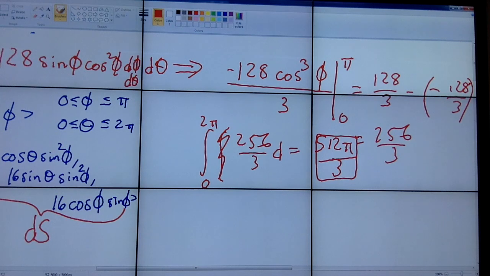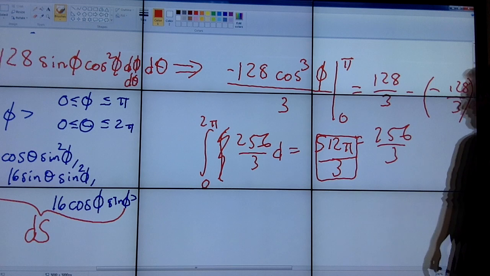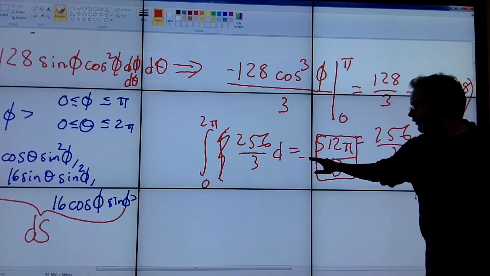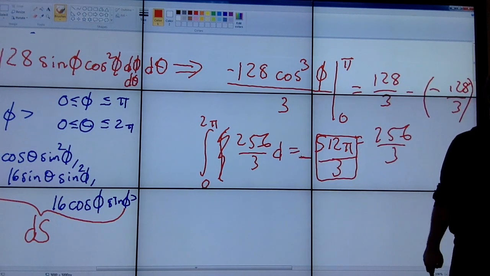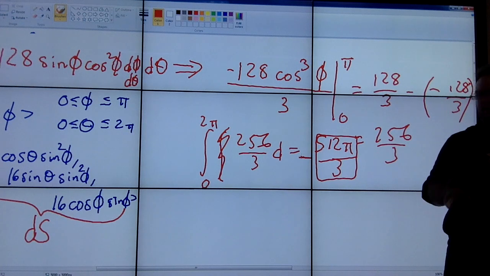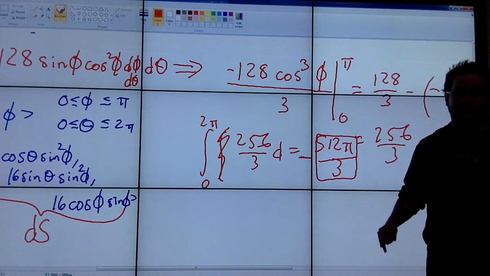Well, it says oriented in the negative direction, right? There's one thing I forgot. Oriented in the negative direction, so I have to change my answer. This kind of goes back to someone's question about orientation. So it's the negative 512 pi over 3 because it's oriented in the negative direction.